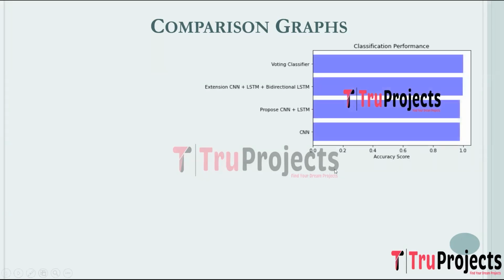This is the accuracy score comparison graph, where the x-axis represents the accuracy score for each algorithm and the y-axis represents each algorithm name. Similarly, we will have the other graphs also. Coming to the accuracy, it is the proportion of correct predictions in a classification task, measuring the overall correctness of the model's predictions.